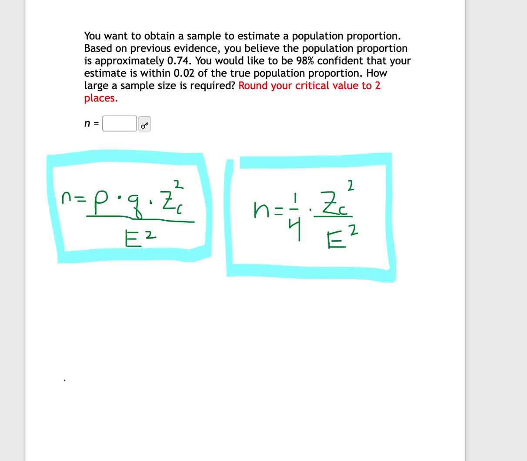Now, you decide which of these two formulas you use based on the information that's given in the problem. If you know what your value of P is, then you are going to use this first formula. If you do not know what the value of P is, then you have to use this second formula here. Now, in the problem, it does give you an estimate for the population proportion. So we are going to use this first formula. If that information wasn't given, then we use the second formula.